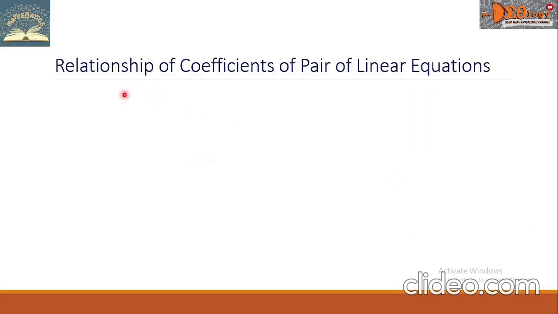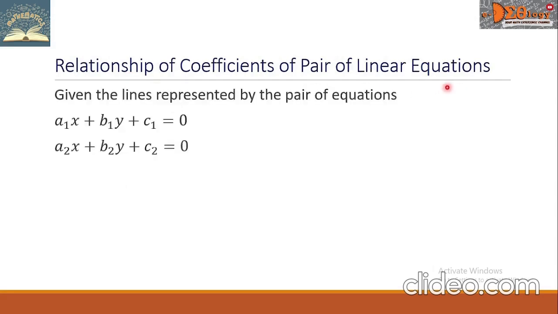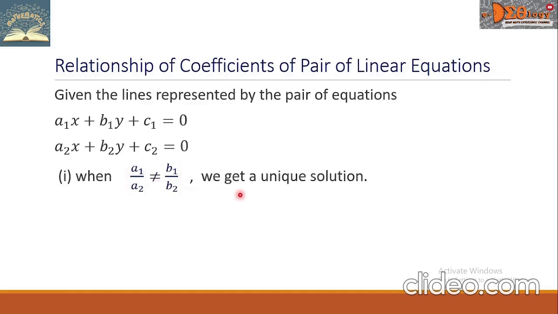Now let us see the relationship of coefficients of pair of linear equations. Given the lines represented by the pair of equations, you can see here the right side are equated to 0. First condition, when the ratio a sub 1 over a sub 2 is not equal to the ratio b sub 1 over b sub 2, we get a unique solution.